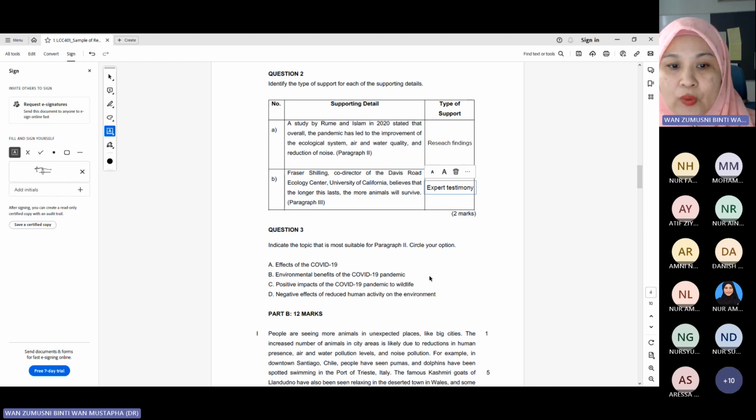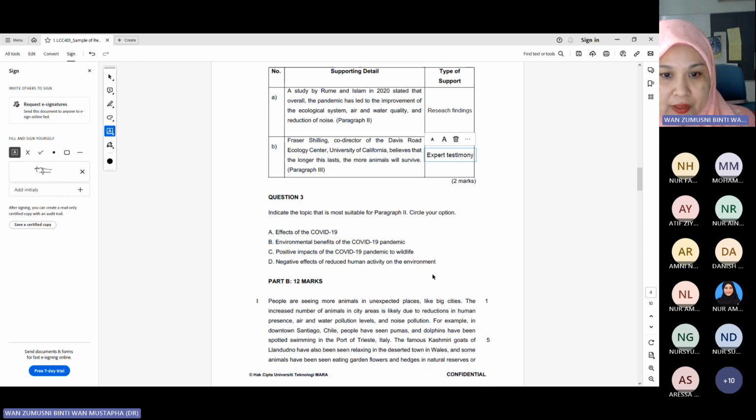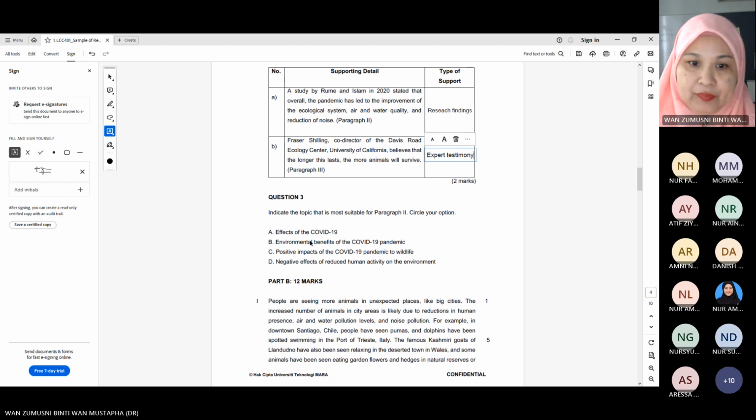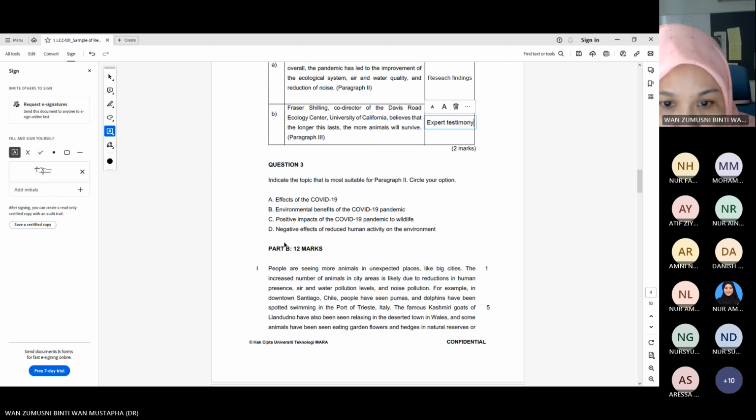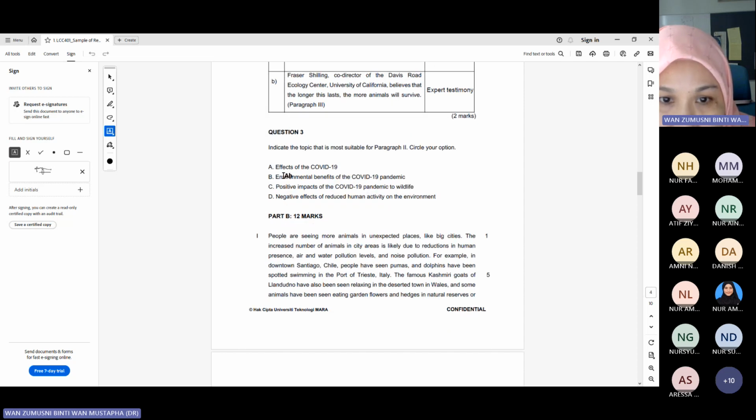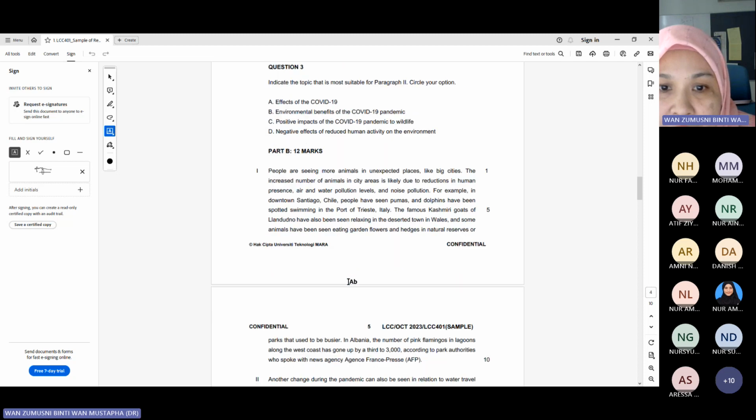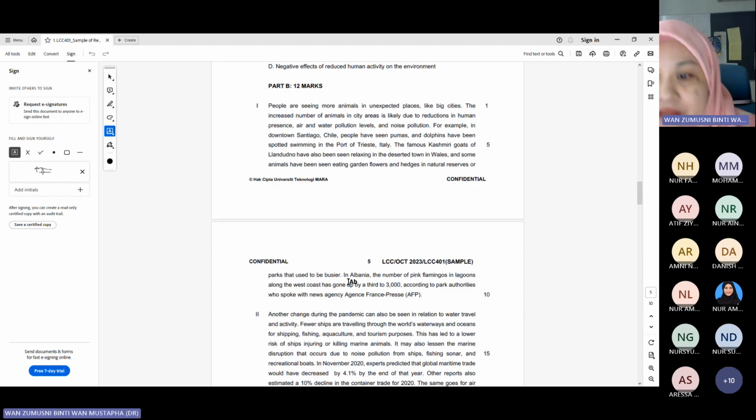Okay. For question 3, topic A, effects of COVID, it's quite general. Environmental benefits of COVID-19 pandemic. So the answer for question 3 is B. Positive impacts, negative impacts, this is inaccurate. So the answer here is B. Yeah. Now, part B is another article, another short article.